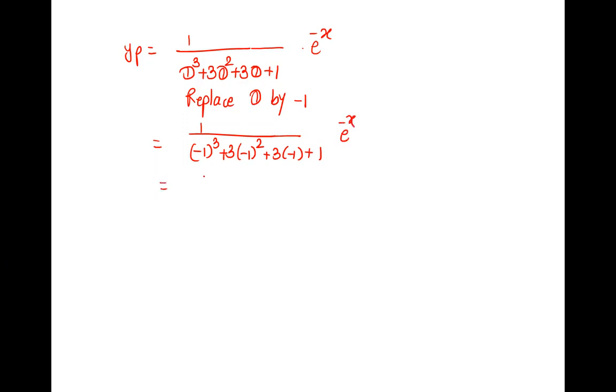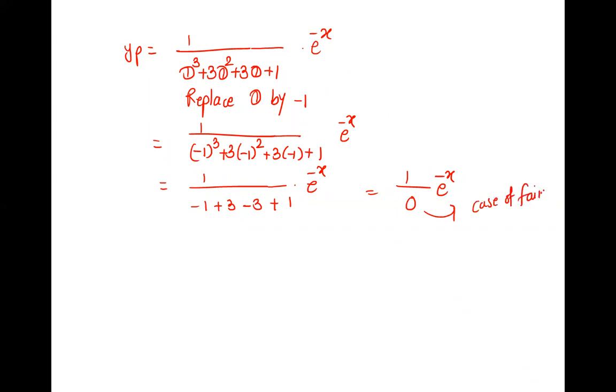How much is this? 1 upon -1 plus 1 into 3 plus 3, 3 into -1, -3 plus 1, e raised to -x as it is. 3 minus 3 minus 1 plus 1 is 0. So 1 upon 0. And we have said that it should not be 0. If it is 0, that is called the case of failure. Case fails. If it is 0, what do we do? We go back. Please pay attention.